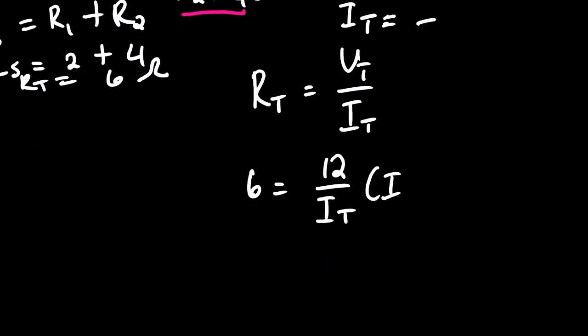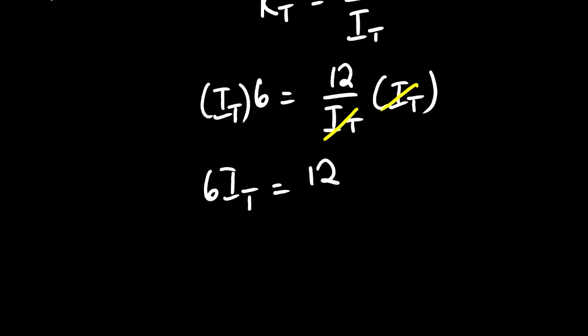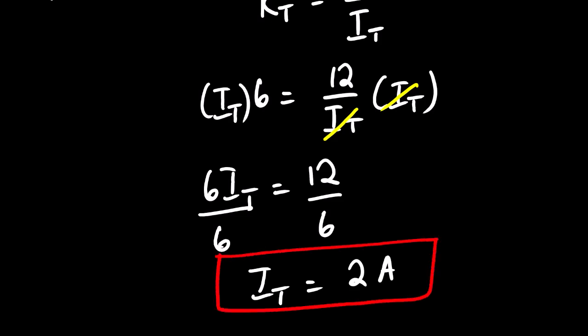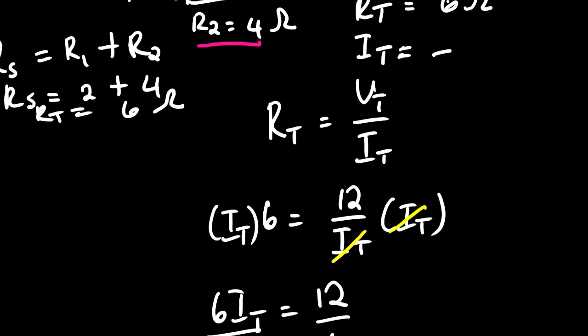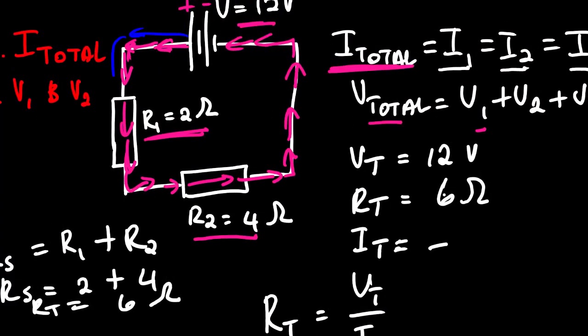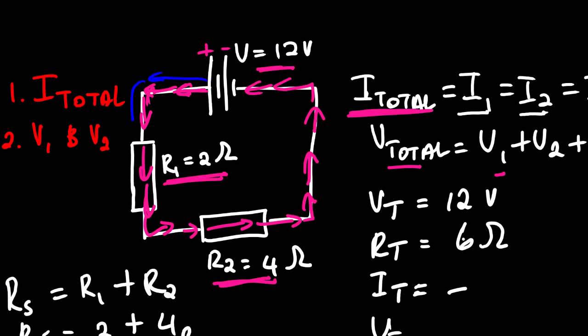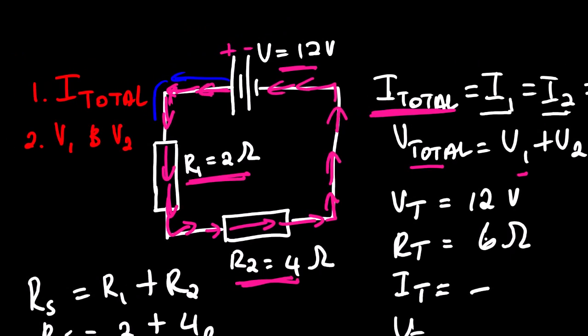R total we have 6 ohms, V total we have 12, over I total. Then we multiply both sides by IT, which is the term causing the fraction. This will get rid of this, and then we have 6 IT is equal to 12. Then we divide by 6 both sides. I total is equal to 2 amperes. So this is the current which flows from the battery, which flows through R1, which flows through R2. So in this case, it is simple for us to calculate the second question. The first question, we find that the answer is 2 amperes.